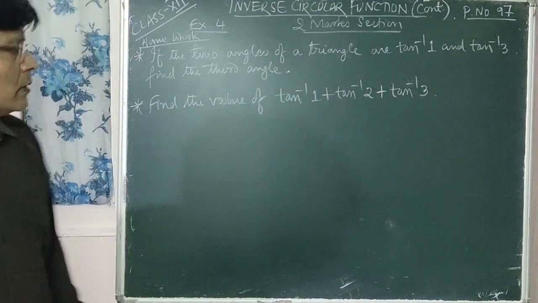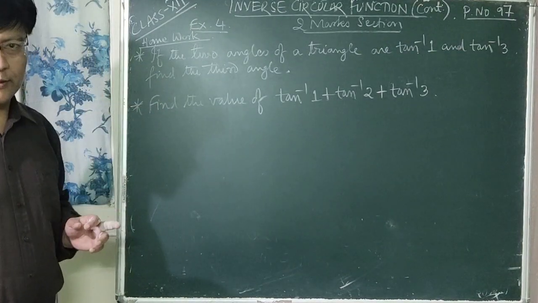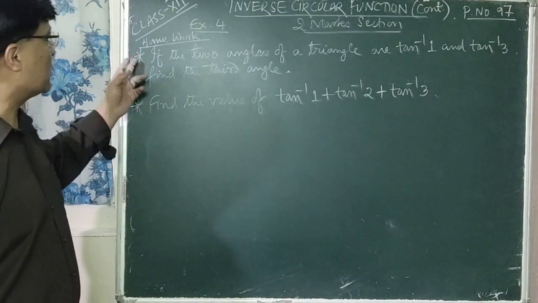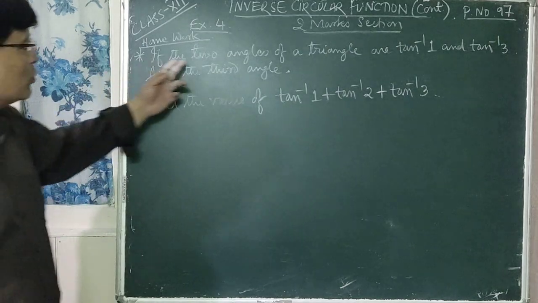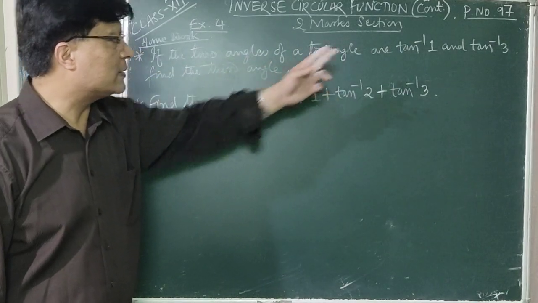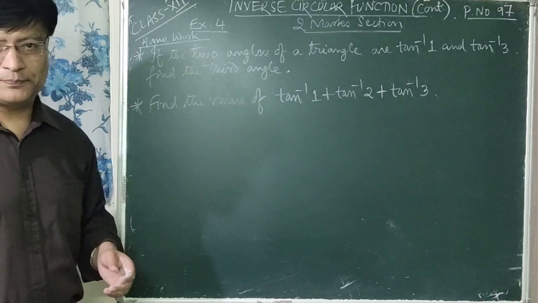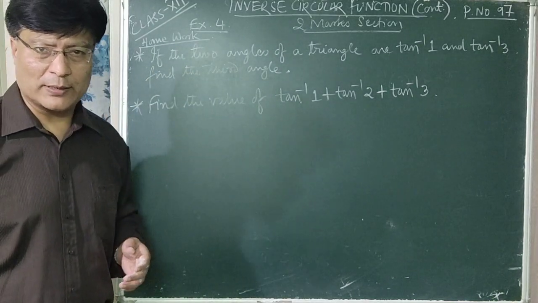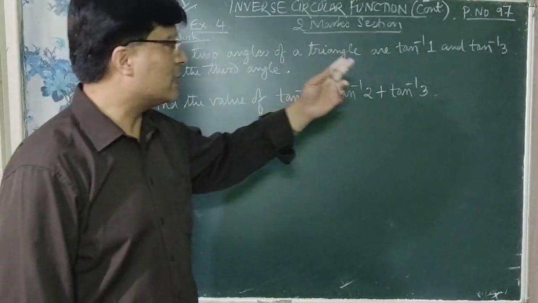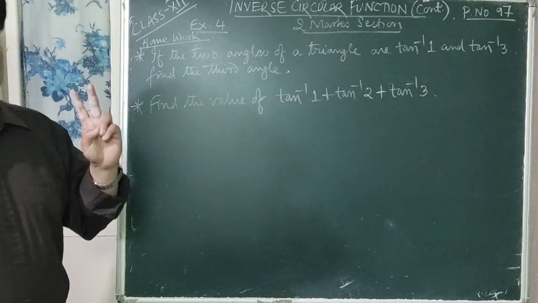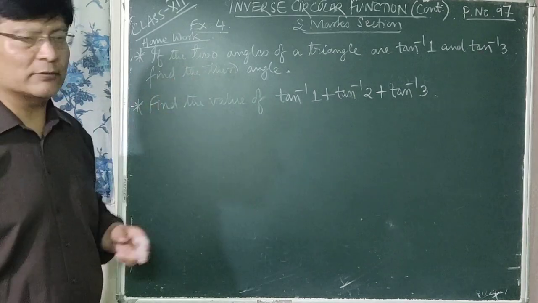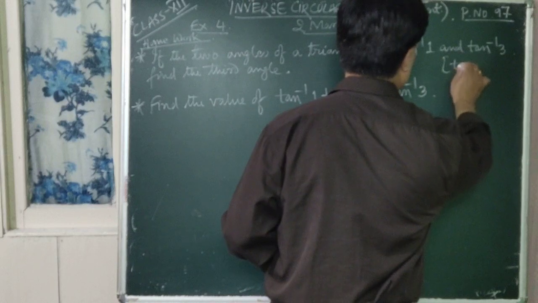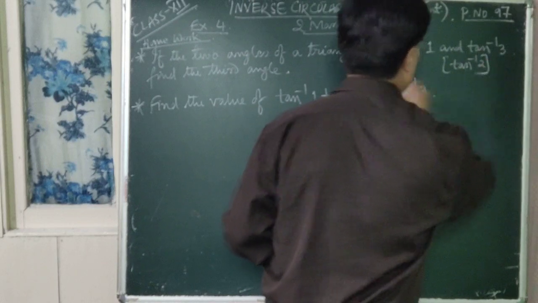Now, these two problems are your homework, right? These are not given in the book, okay? The first question is: if two angles of a triangle are tan inverse 1 and tan inverse 3, find the third angle. You can do it similarly as we have done in the previous one. So tan inverse 1 and tan inverse 3 are given as two angles of a triangle, and you have to find out the third angle. You can use the same method. Its answer should be tan inverse 2.